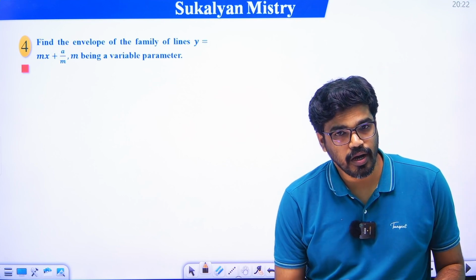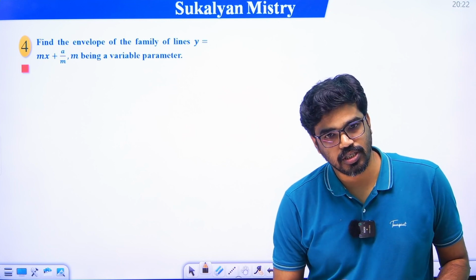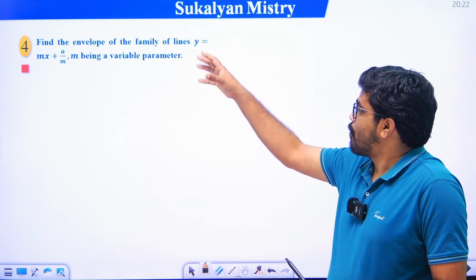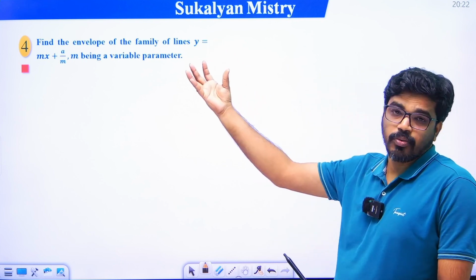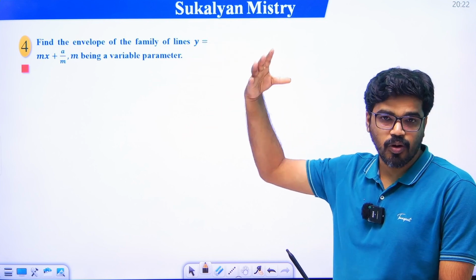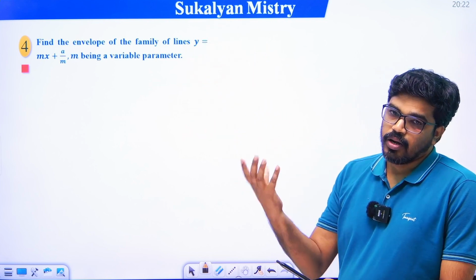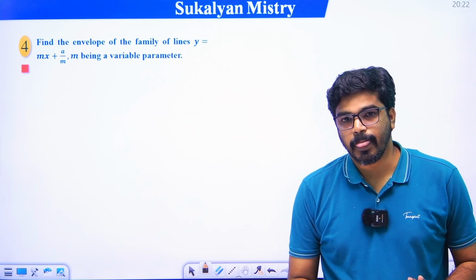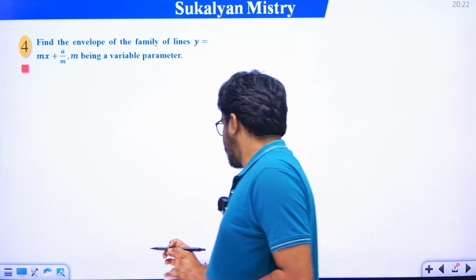That is b square minus 4ac is equal to 0. So this gives the equation of envelope. ঠিক আছে, so if the equation of the given curve can be converted into the form a alpha square plus b alpha plus c is equal to 0, then what will be the equation of the envelope? b square minus 4ac is equal to 0.